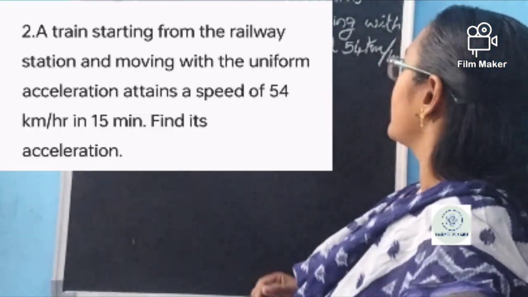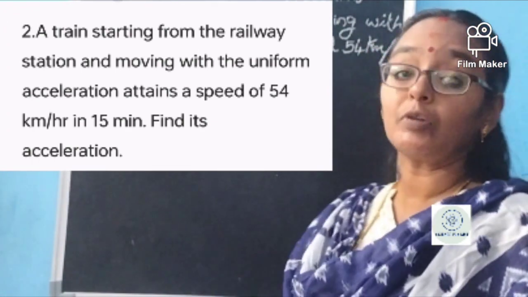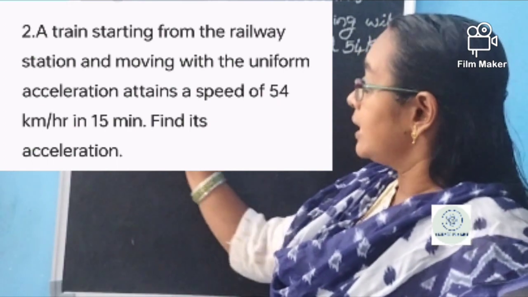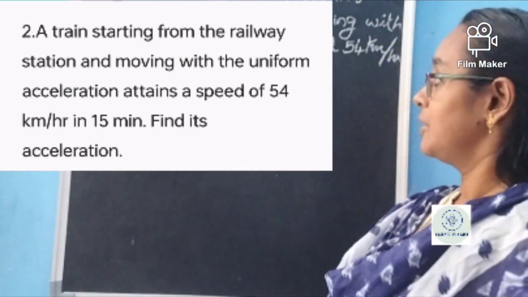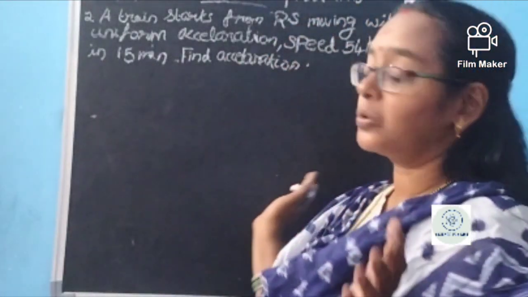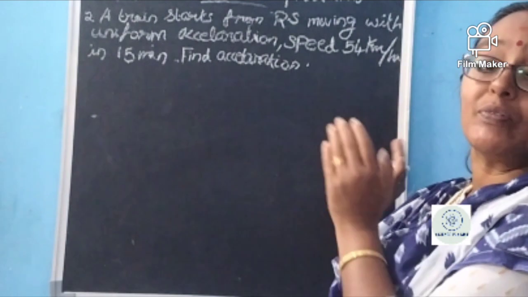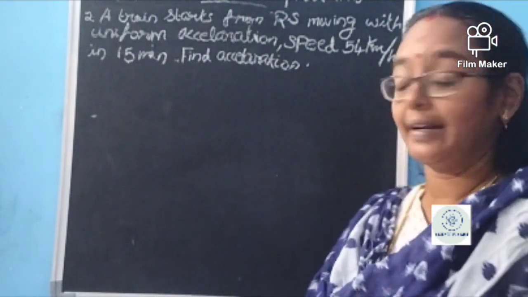Second question. A train starts from railway station moving with a uniform acceleration. The speed is equal to 54 km per hour in 15 minutes. Find the acceleration. It's the question. So it's an easy question, I think, because what we have to see is what all physical quantities they have given. We have to write it first. Then only we will get the idea.